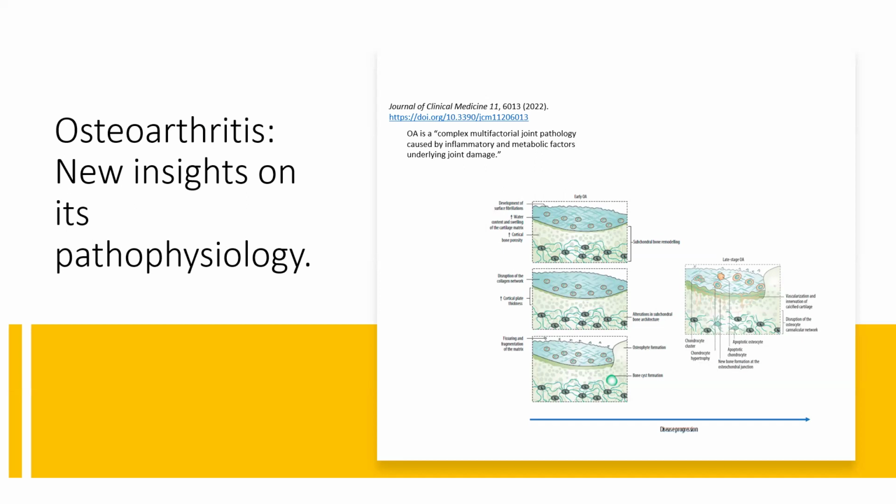To quote this article from the Journal of Clinical Medicine in 2022, osteoarthritis is a complex multifactorial joint pathology caused by inflammation and metabolic factors underlying joint damage. And the actual progression of knee OA goes a little something like this.